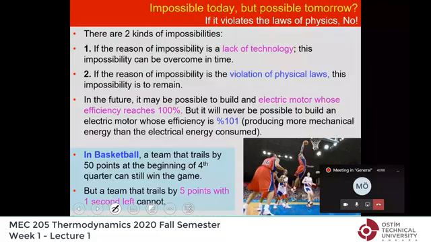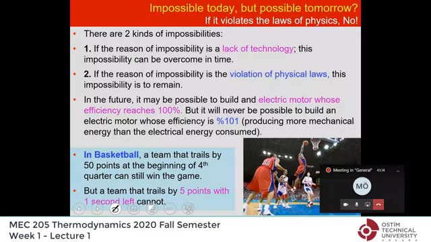And an argument I often get is about the laws of thermodynamics. They say, well, many things in the past that were impossible are now possible. Many things that couldn't be done in the past now can be done. So maybe the perpetual motion machines, we couldn't do them in the past, but maybe we can do them now. This is the argument I get.